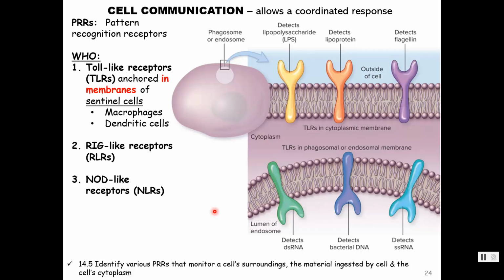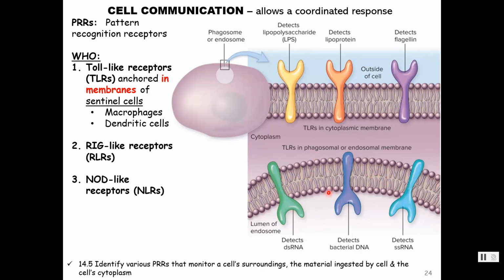But toll-like receptors are different from rigs and nods, so rig-like receptors and nod-like receptors, in the fact that they are part of a membrane. So they're going to span a membrane. They can be on the cytoplasmic membrane facing outward, so detect things in the environment. And we kind of already talked about it, so there can be specific ones for LPS, specific ones for lipoprotein, specific ones for flagellin, or they're going to be in the membrane of a vesicle.